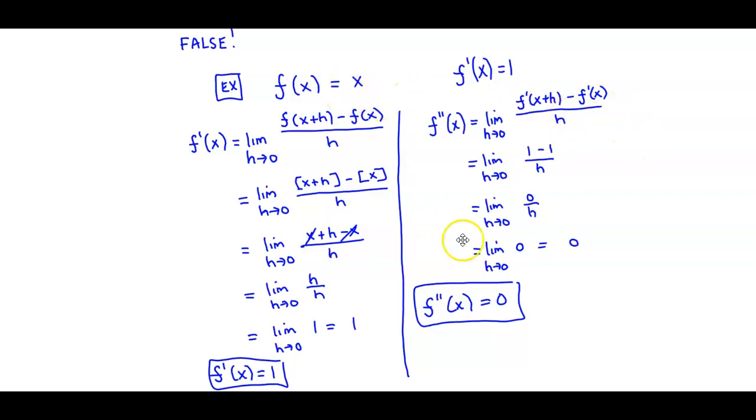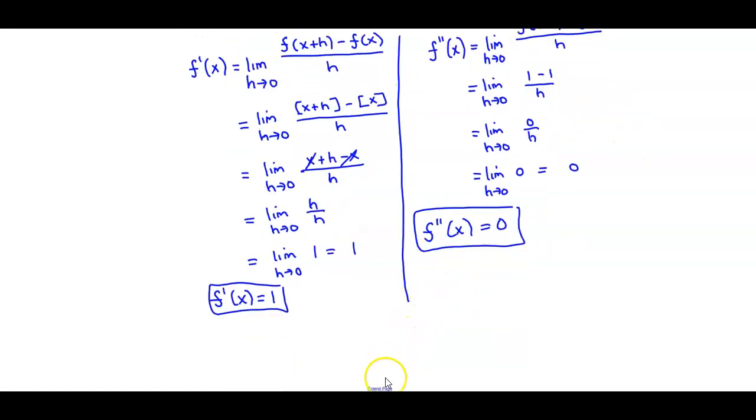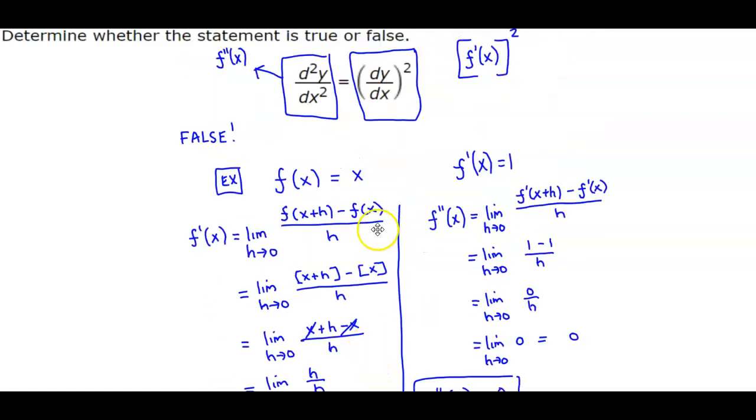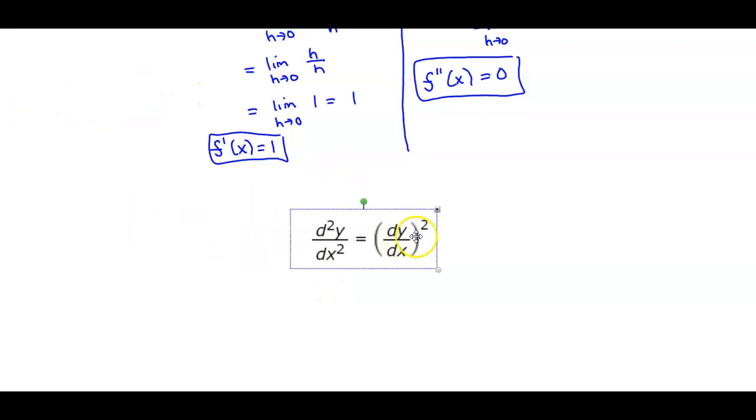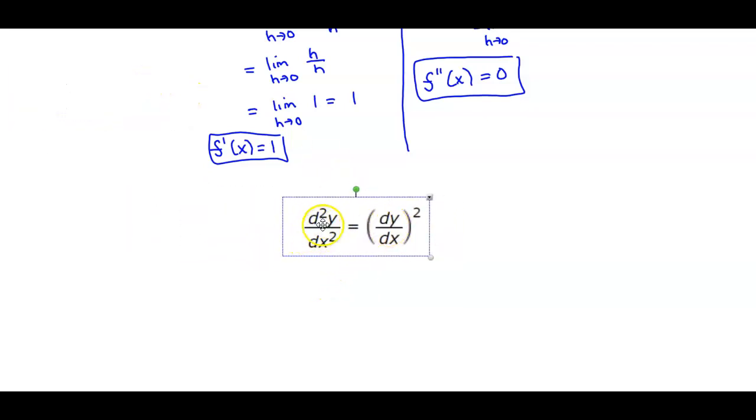Okay, so let's take a look at the definition now. So again, the statement wanted to know the following. Remember that this represents the second derivative, and we want to say that this equals the first derivative squared. So the second derivative we got was 0. We want to see if it's equal to the first derivative, which is 1 squared. So 0 does not equal 1. Therefore, the answer is false.